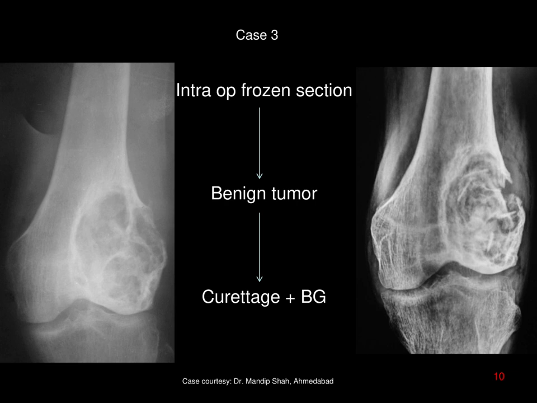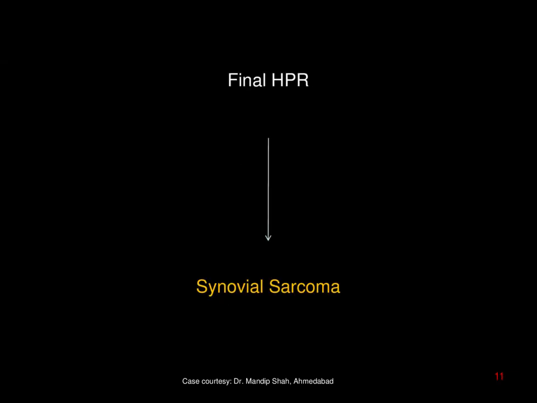Case number 3. Here this patient had a lytic lesion in the lateral condyle of the lower end of the femur. I assume the surgeon thought it is most likely to be giant cell tumor, which is a differential diagnosis in this particular location, in this particular age, with this kind of presentation. So he decided to do an intraoperative frozen section, which was again reported as a benign tumor by the pathologist. The surgeon went ahead and did a curettage and bone grafting. However, when the final histopath report came, it was reported as synovial sarcoma.